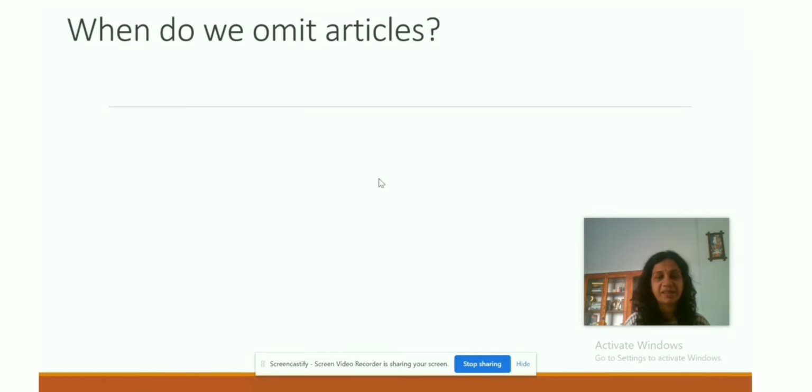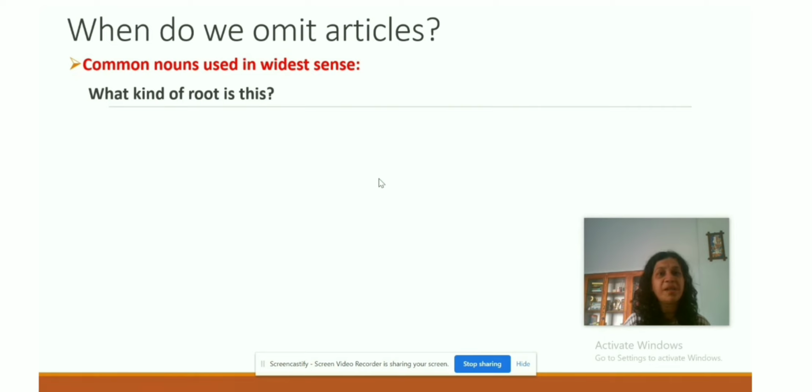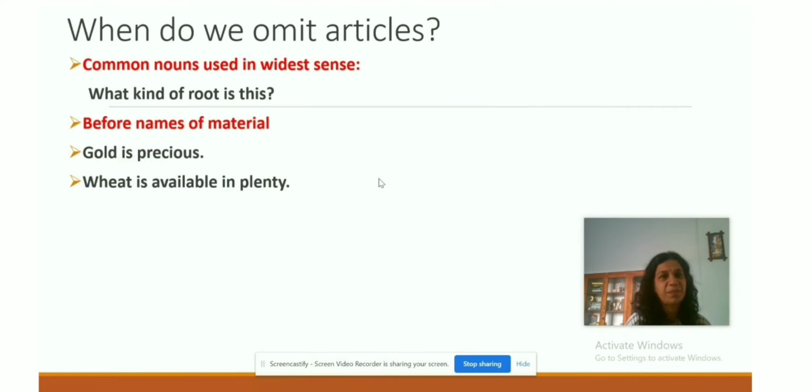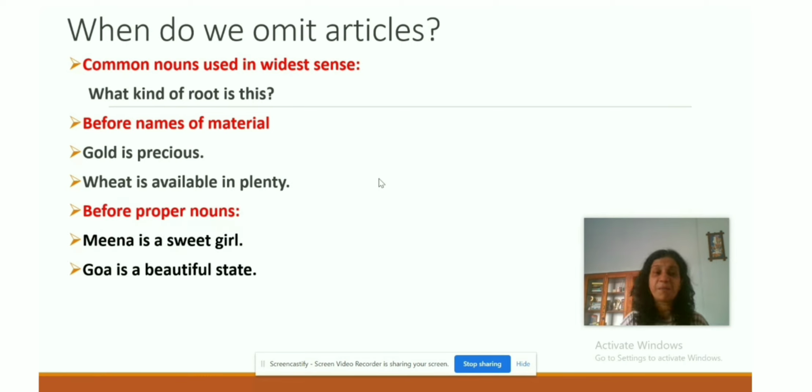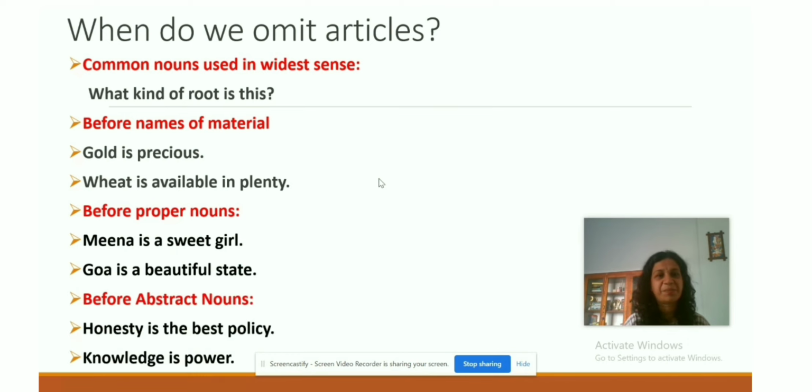When do we omit articles? That is, when we should not use articles. Common nouns used in the widest sense. Before names of material. For example, gold is precious. Wheat is available in plenty. Before proper nouns. Meena is a sweet girl. Goa is a beautiful state. Before abstract nouns. Honesty is the best policy. Knowledge is power. Students, this topic is quite interesting and quite easy if you remember a few rules.